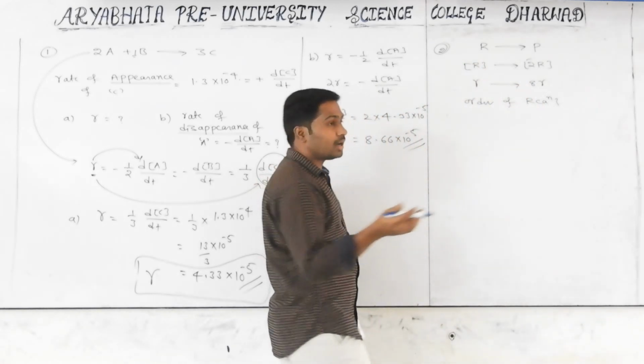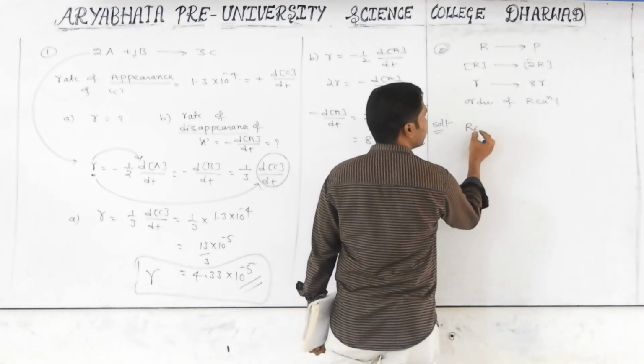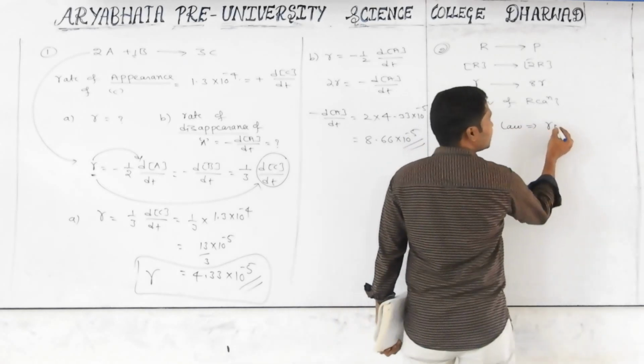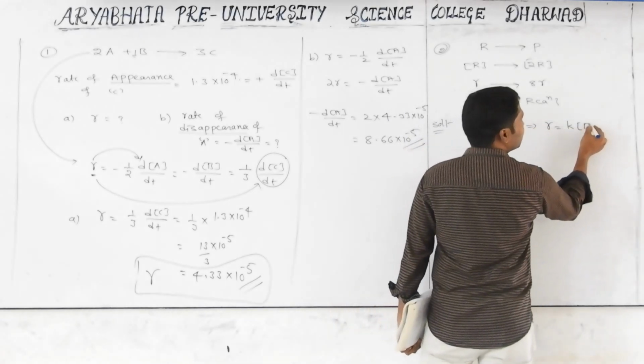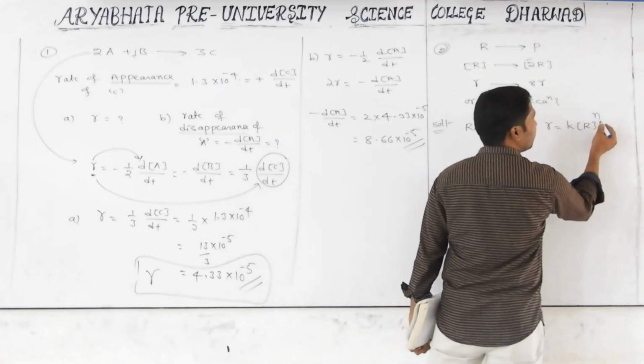Whenever he is asking order, we know very well, write the rate law equation. According to the rate law, what is written? R is equals to K into concentration of reactant to the power. You know anything? No. That's why we have to take one common number.